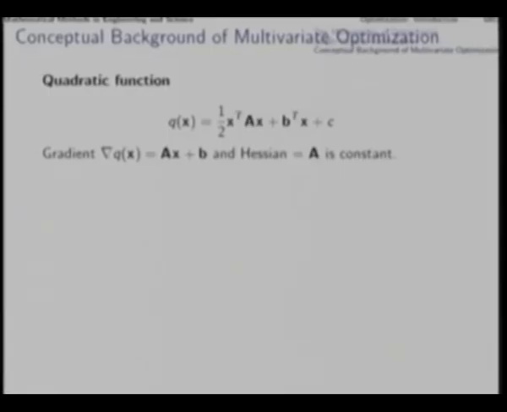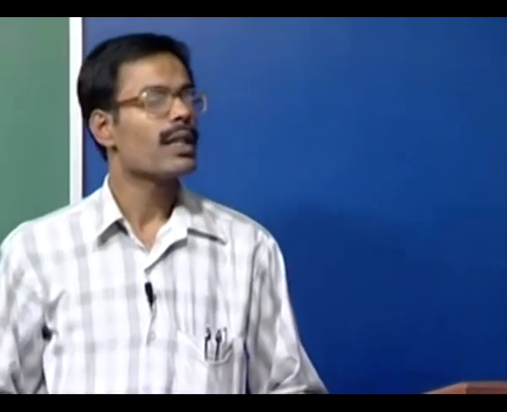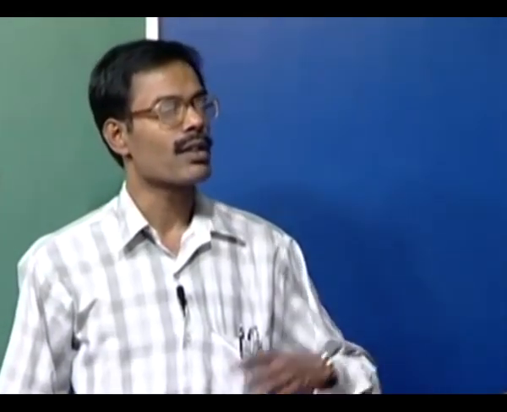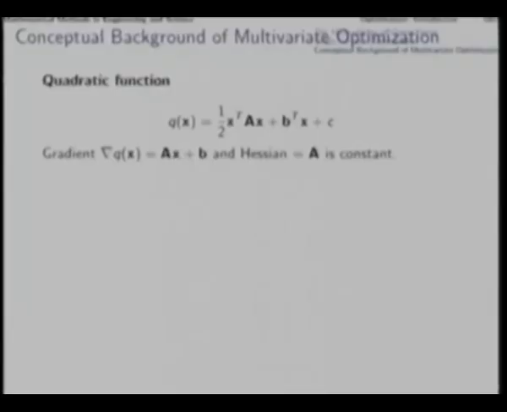Now, what kind of a matrix is this Hessian A? If it is positive definite, then you will say that it is a convex quadratic function, and quite often when we use a quadratic function as a benchmark problem, then we consider convex quadratic function in which the Hessian A is positive definite.